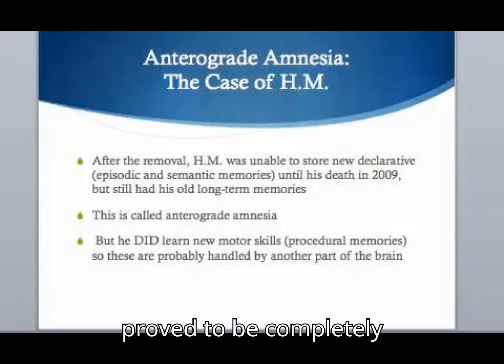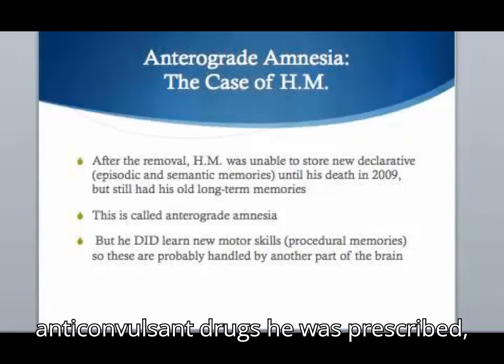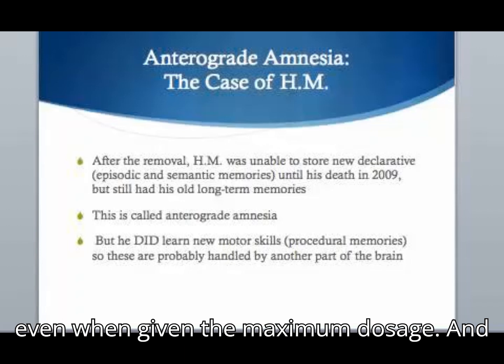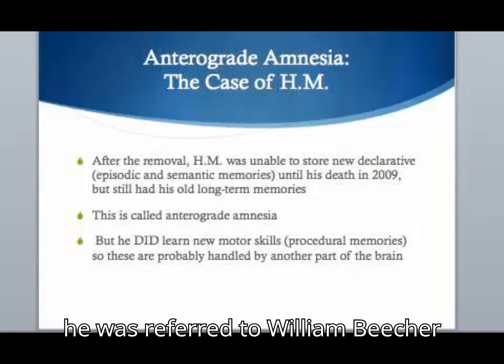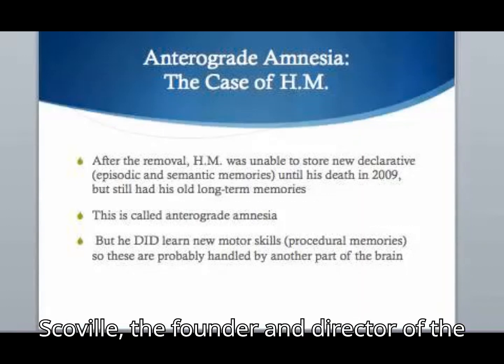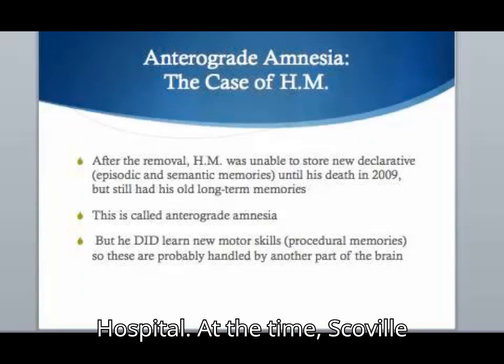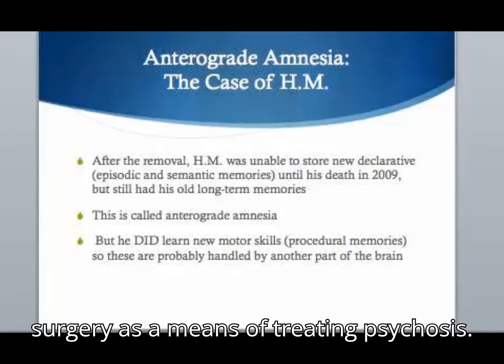He proved to be completely unresponsive to the various anticonvulsant drugs he was prescribed, even when given the maximum dosage. And in 1953, at the age of 27, he was referred to William Beecher Scoville, the founder and director of the Department of Neurosurgery at Hartford Hospital. At the time, Scoville was experimenting with a surgery as a means of treating psychosis.